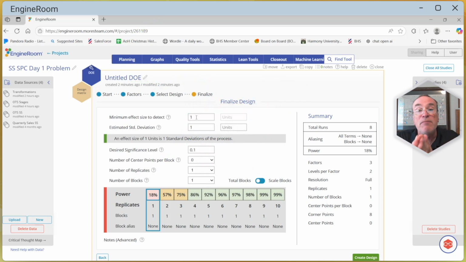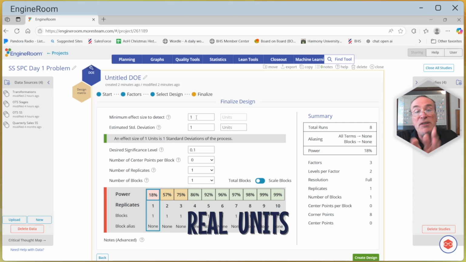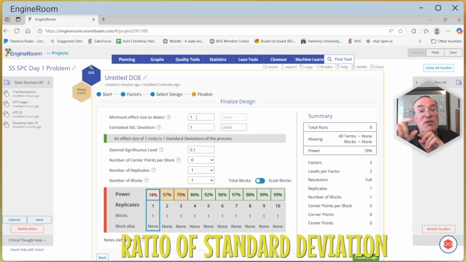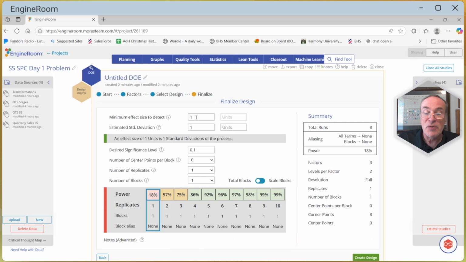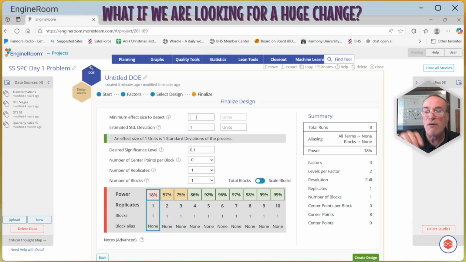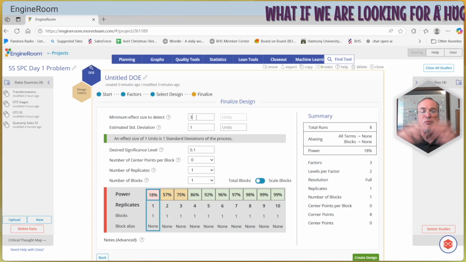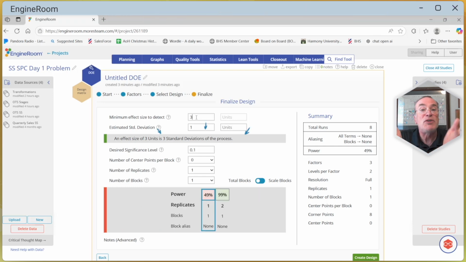Now, you can actually put in real units, or you can use the ratio of the difference to the standard deviation. Well, we could say, what if we're looking for a huge, huge, huge change? Three standard deviations, we're almost at 50% power, 49%.